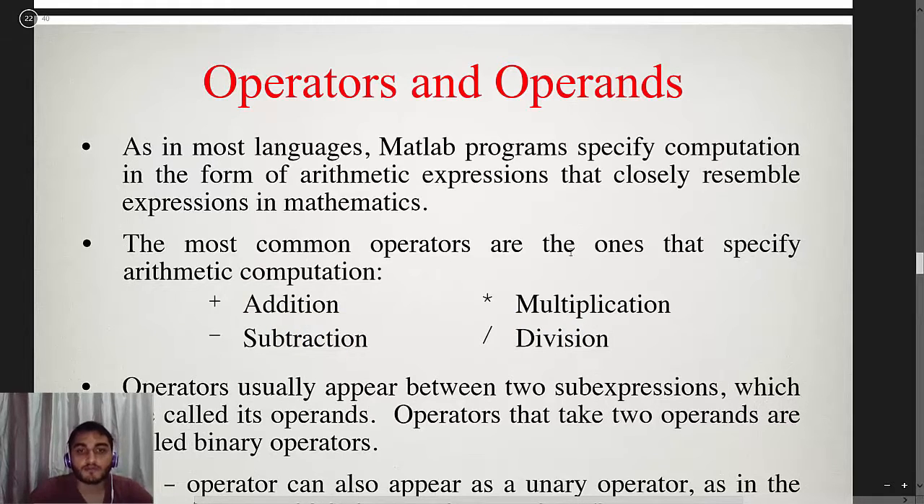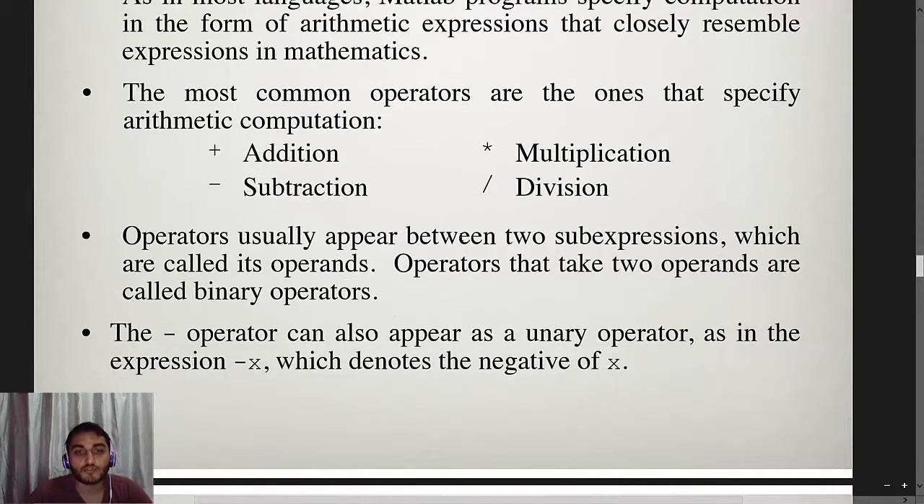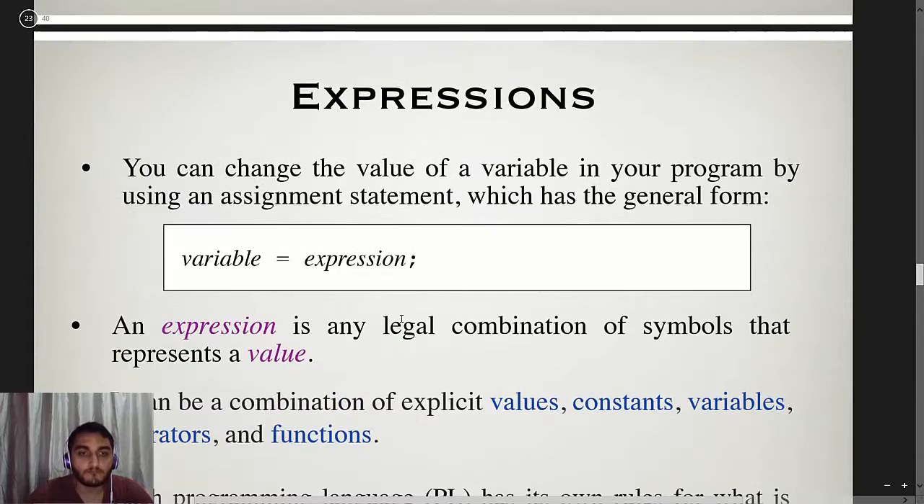The most common operators are these ones. Operators usually appear between two sub-expressions which are called its operands. Operators that take two operands are called binary operators. The minus means this one. It's not minus something. The operator can also appear as a unary operator, as in the expression minus x, which denotes the negative of x.